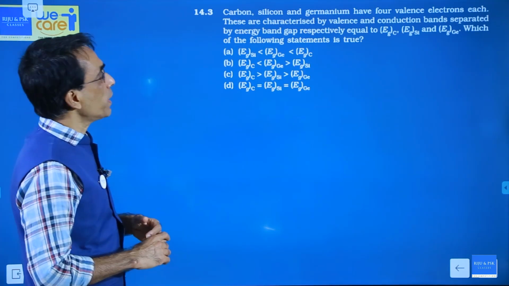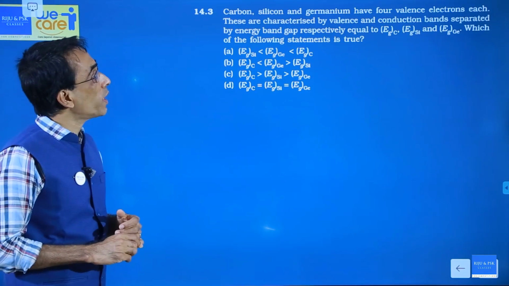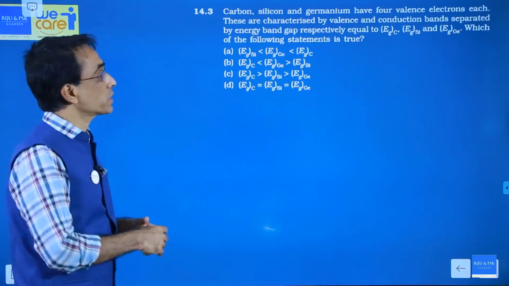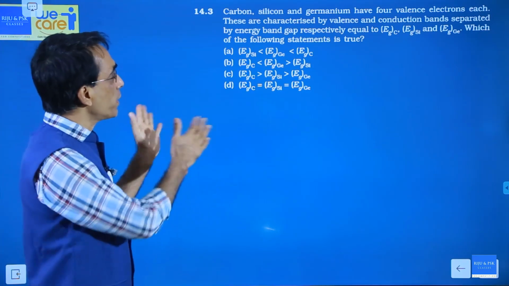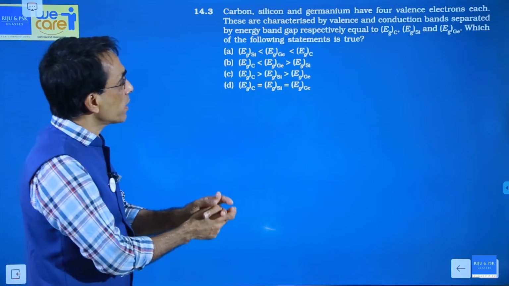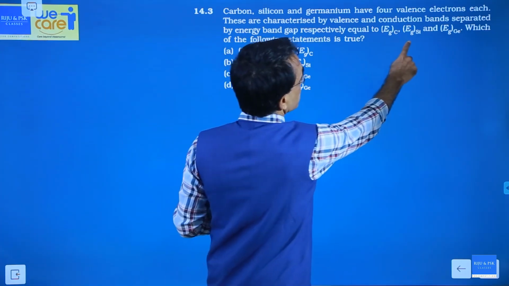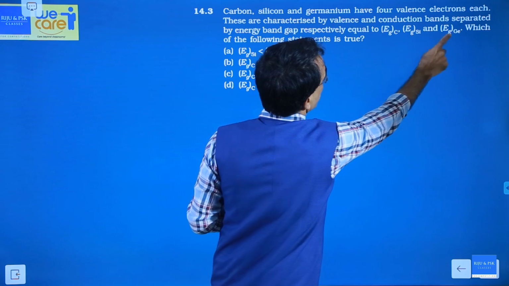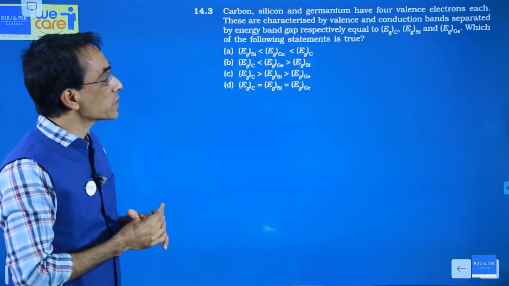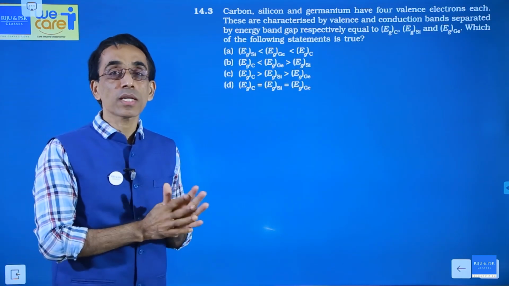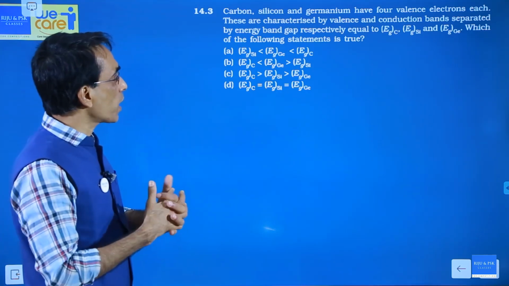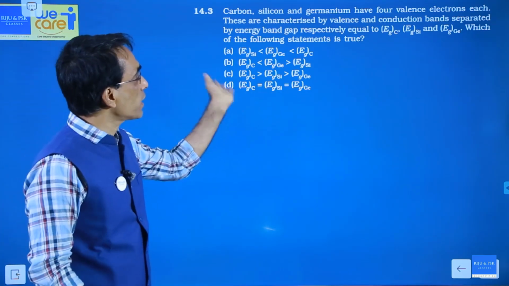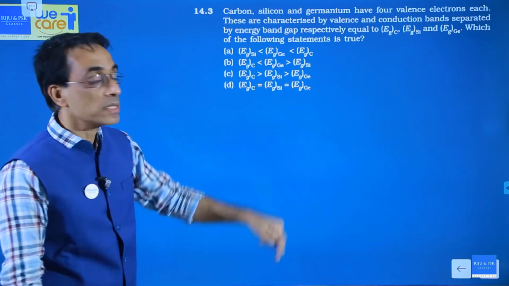Now, carbon, silicon and germanium have 4 valence electrons each. That's correct. They belong to the same group. These are characterized by valence and conduction bands separated by an energy band gap, and the energy gaps Eg of carbon, silicon and germanium are given. Which of the following statements is true? Why is carbon not a semiconductor? I think we discussed in the previous class, the energy gap of carbon is greater than that of silicon, and that is greater than that of germanium. Option C is your right answer.